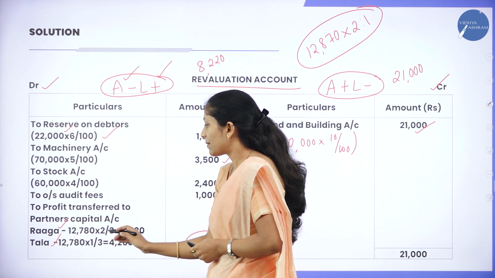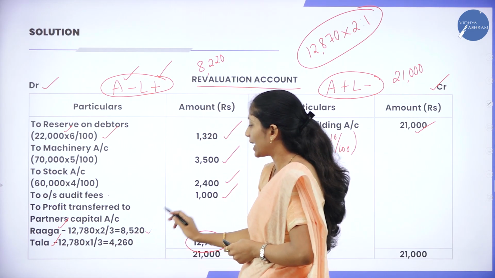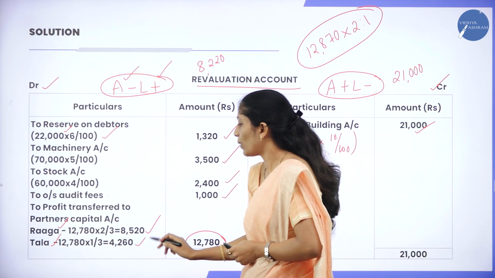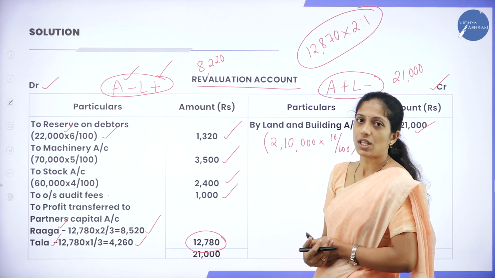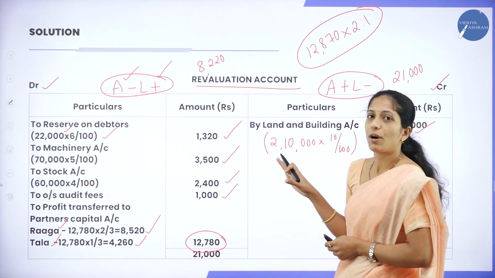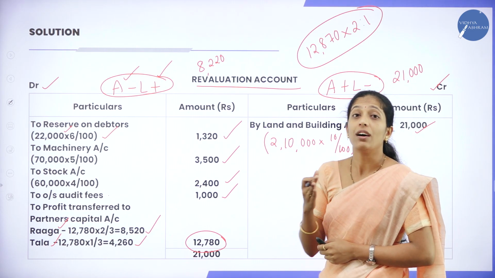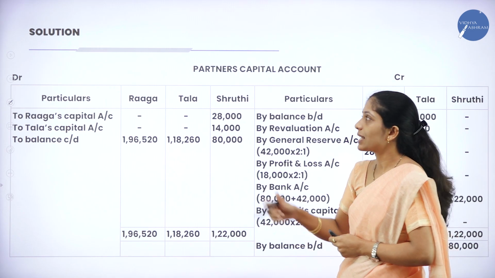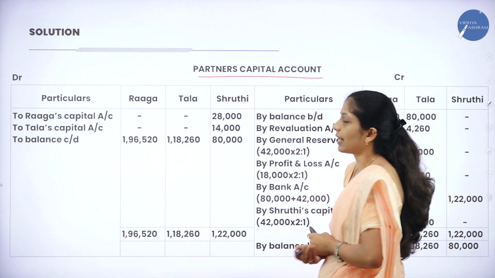So 12,780 into 2 by 3, you'll get 8,520. In the same way, 12,780 into 1 by 3, you'll get 4,260. So this is about the revaluation account. Hope you have understood this account. Now moving on to the next account, that is the partners capital account.